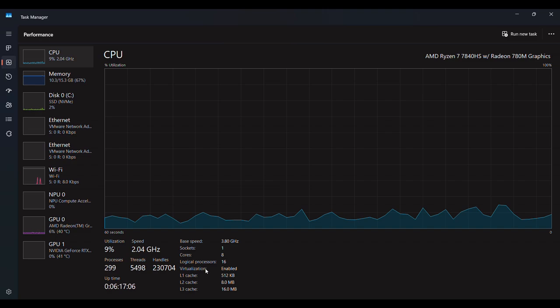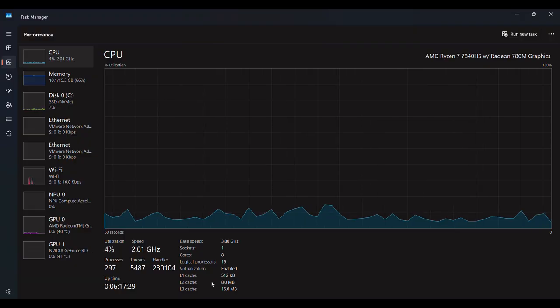Virtualization support is currently enabled on this system. This feature allows the system to efficiently run virtual machines and hypervisor-based workloads. This is especially important in a cybersecurity lab, SOC environments, and malware analysis setups where virtualization is commonly used.